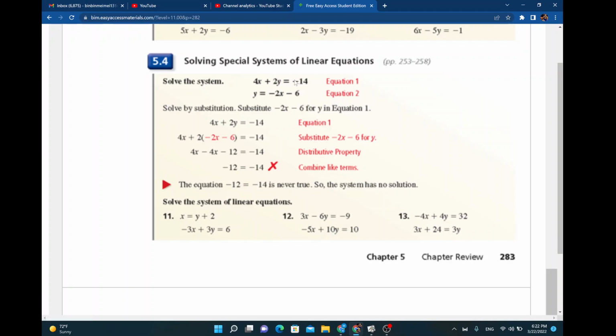That means those two lines never intersect, so there's no solution for x and y. And sometimes you'll see the exact same number on both sides. If you find the exact same number on both sides, that means those two lines must be overlapping, and that means there could be infinitely many solutions. Okay? So try some of the practice problems from here. You'll see the special situations for the system of equations.